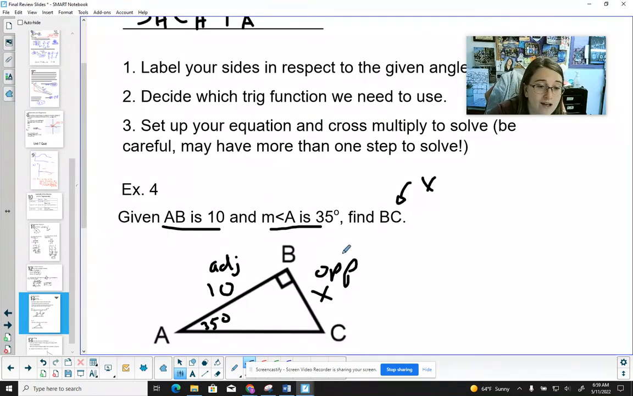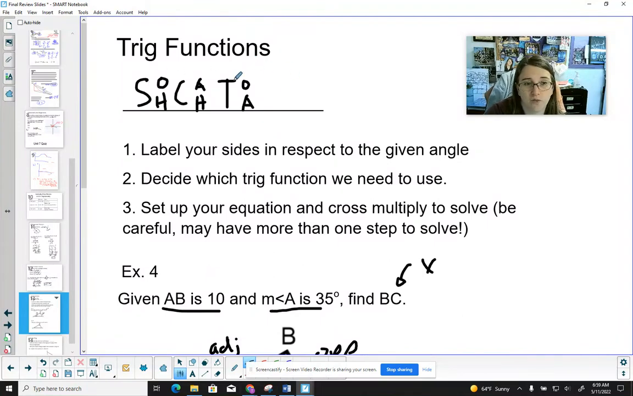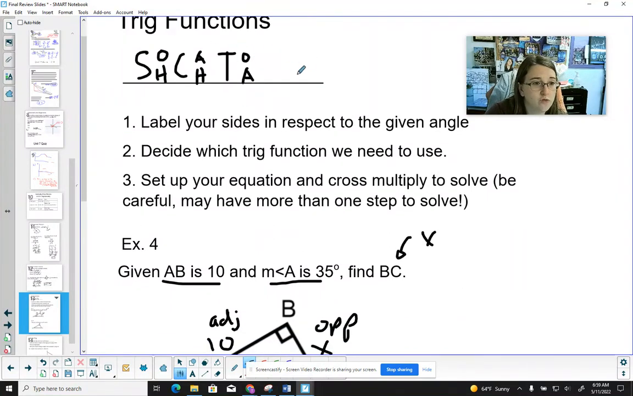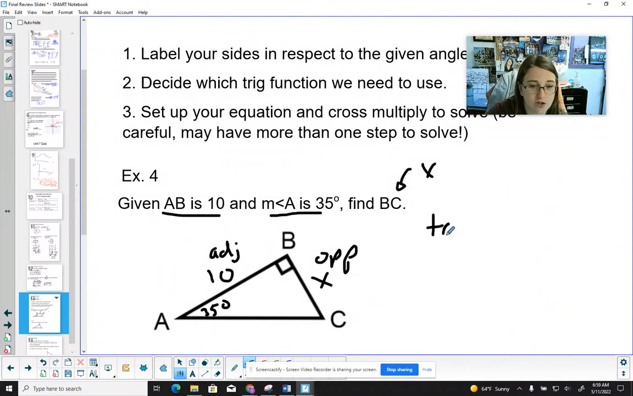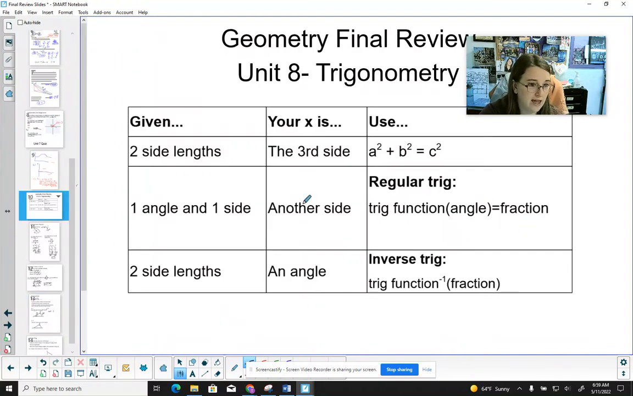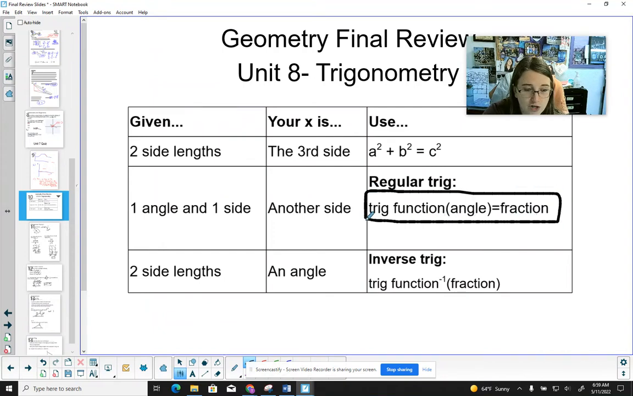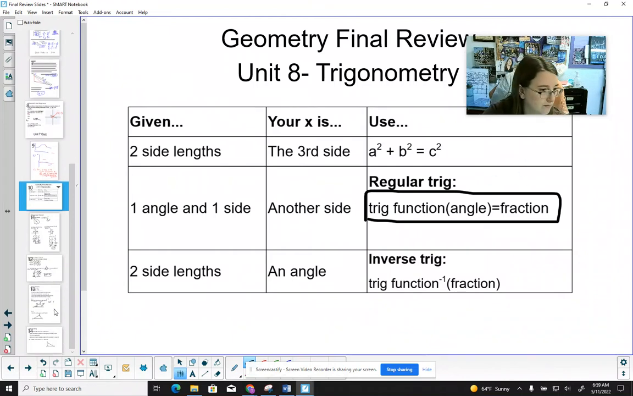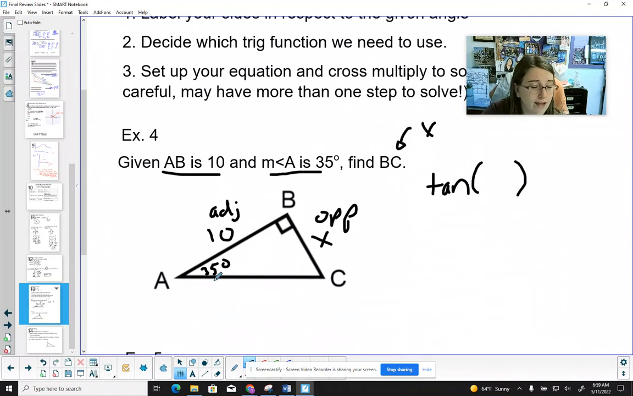So looking at SOHCAHTOA, we have the opposite, we have the adjacent. Which trig function are we going to use? That is going to be tangent in this case. This is the TOA. Or that's what the T stands for, tangent. So how this is set up, the trig function is always married to the angle. Again, on that first slide, there is the general setup for regular trig. Trig function, angle equals fraction. So my angle is the 35 equals, I need my fraction.